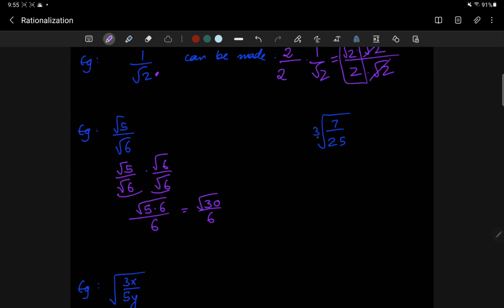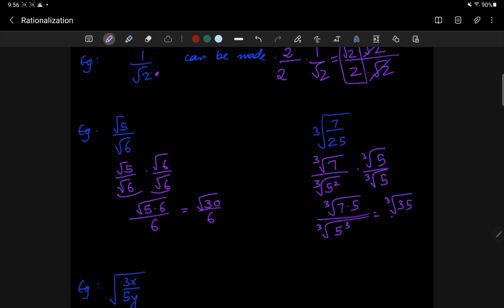The only difference is because it's a cube root, I'm going to split this first. This is cube root of 25, but because it is 25, remember this is 5 squared, which means to get rid of the cube root, I just need one more copy of 5. So I multiply and divide by cube root of 5, and at the top I have cube root of 7 times 5, and at the bottom I have cube root of 5 cubed, ending up becoming cube root of 35 over 5.